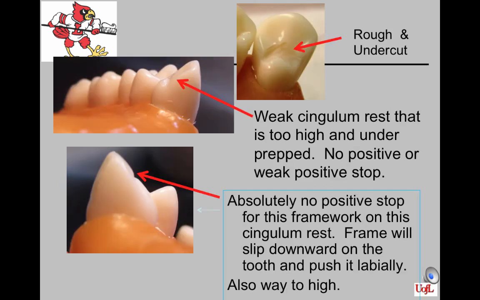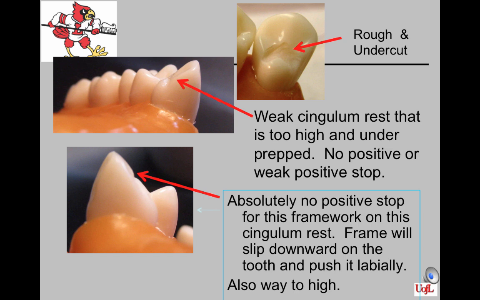Here are some examples of cingulum rests that had a little bit of a problem. On the upper right picture, this is very rough and has not been finished off properly. It also is probably undercut on that area to the left because the material on the tooth has not been removed sufficiently above the actual seat.